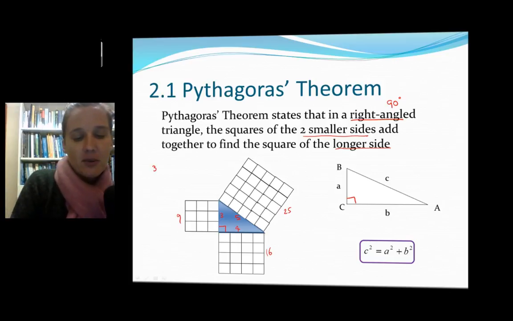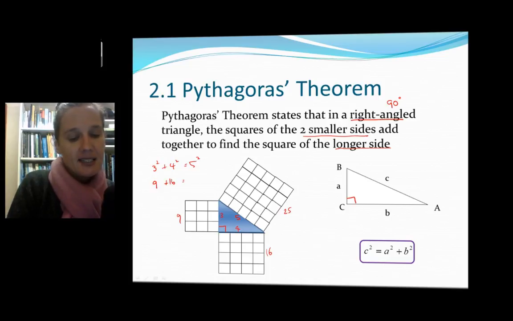So we're saying 3 squared plus 4 squared is equal to 5 squared. So we get 9 plus 16 is equal to 25. We add 9 and 16 together and we get 25 is equal to 25.